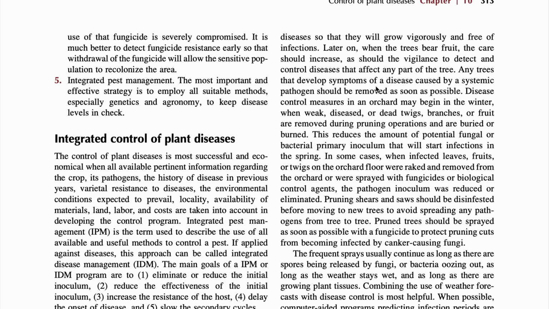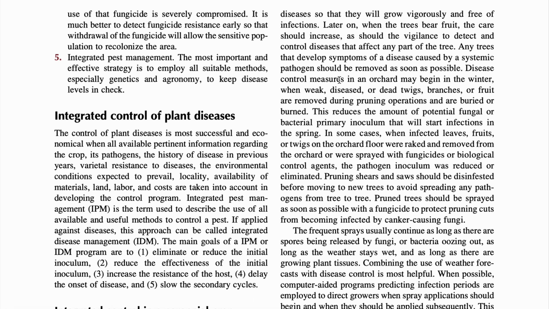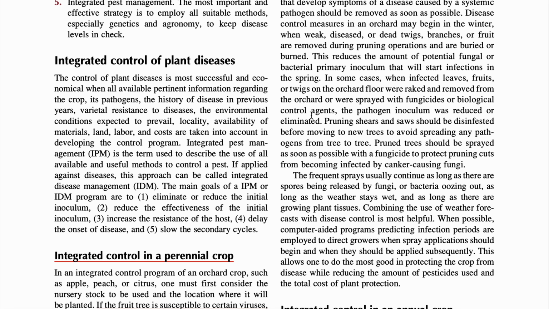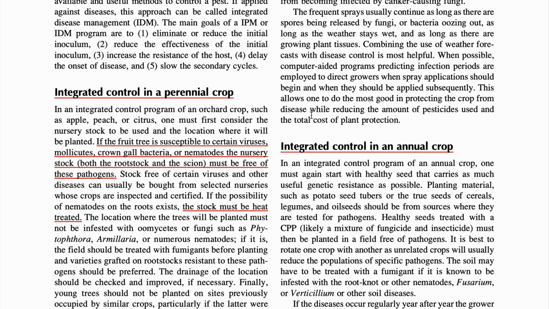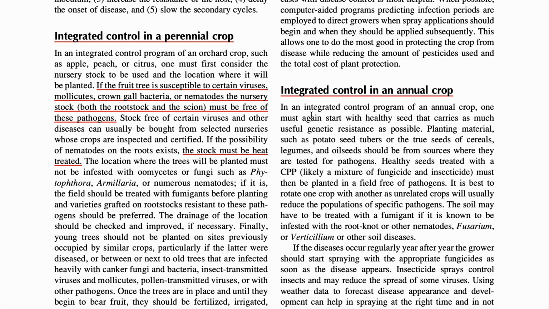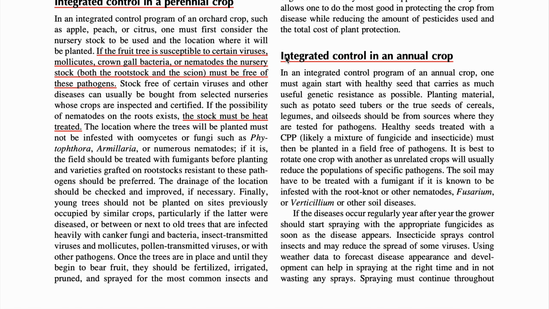Any trees that develop symptoms of a disease caused by a systemic pathogen should be removed as soon as possible. Disease control measures in an orchard may begin in the winter, when weak, diseased or dead twigs, branches or fruits are removed during pruning operations and are buried or burned. So the fruit has come, and then further management should be taken. Done. Now integrated control in an annual crop.